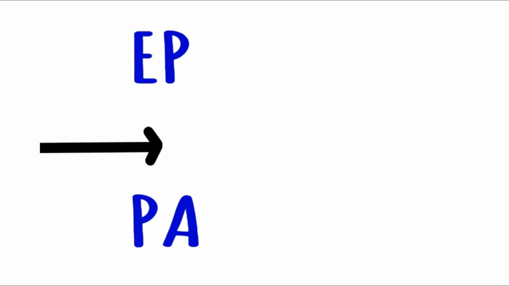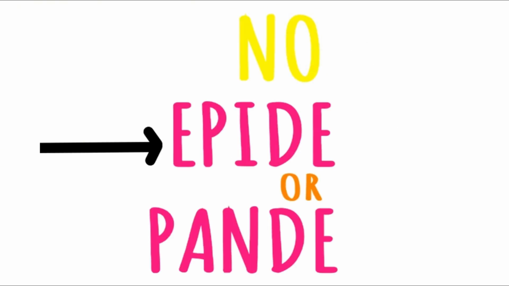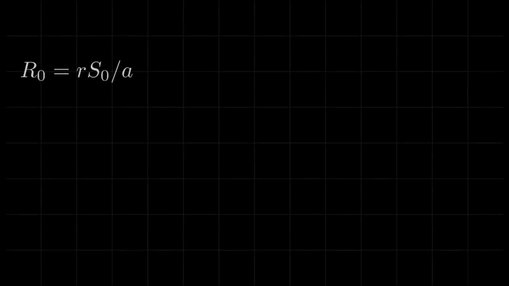Now, why is R naught important? When R naught is greater than 1, that means there is an epidemic or pandemic. When R naught is equal to 1, that means there is an endemic, which is a stable virus that continues year-round. And when R naught is less than 1, that means that there is no epidemic or pandemic. Therefore, we want to reduce R naught so that it can be equal to or less than 1. This can be done in a few different ways.